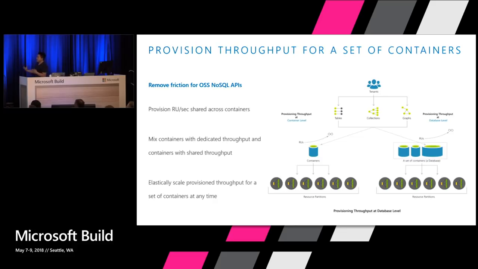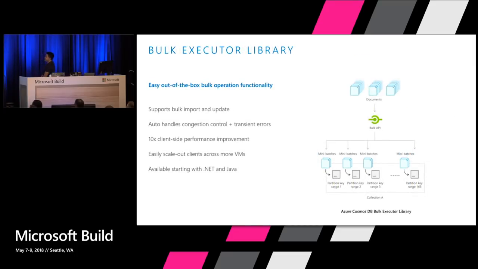And what we're doing is we're co-locating those collections on the same cluster of machines such that they can actually share that throughput together. On top of this, we've introduced a bulk executor library. The bulk executor library is really there to make bulk import, bulk update, bulk delete very, very easy, simple, single methods. We have launched this library both for .NET and Java. You can find it on NuGet and Maven, respectively.